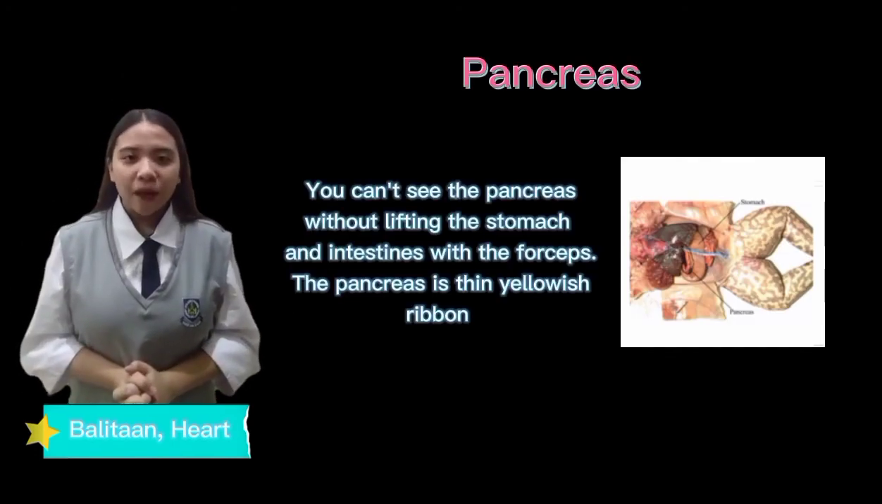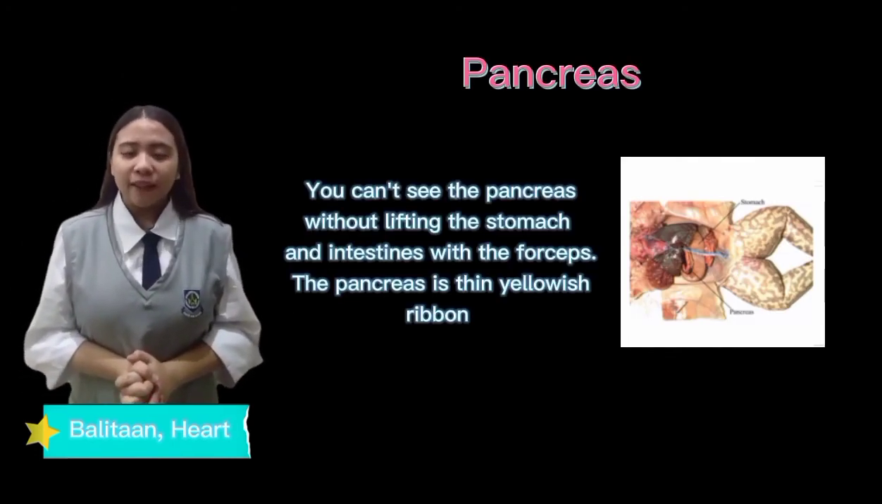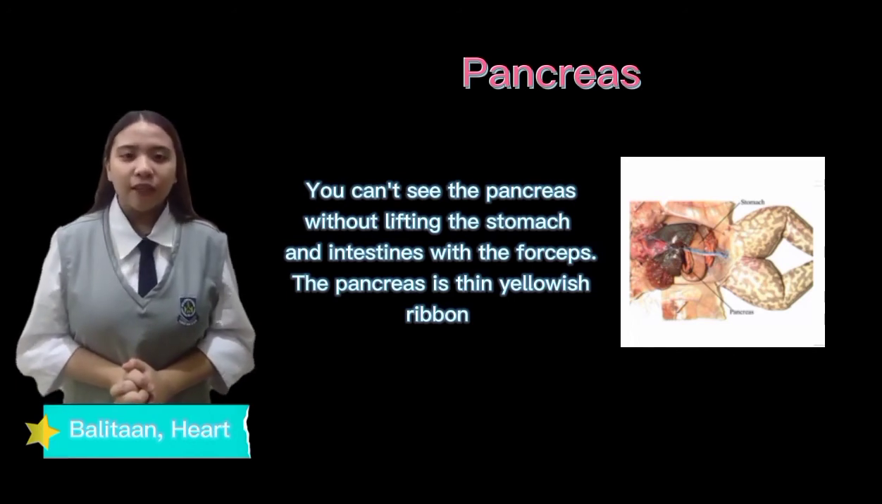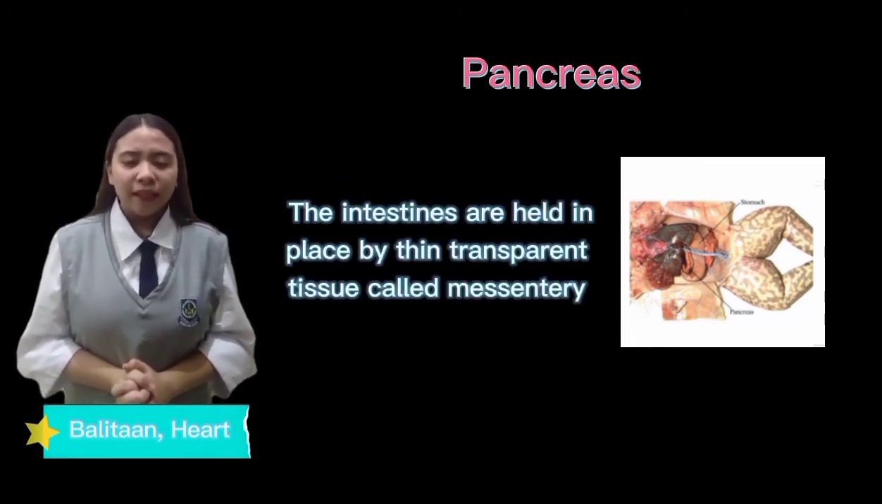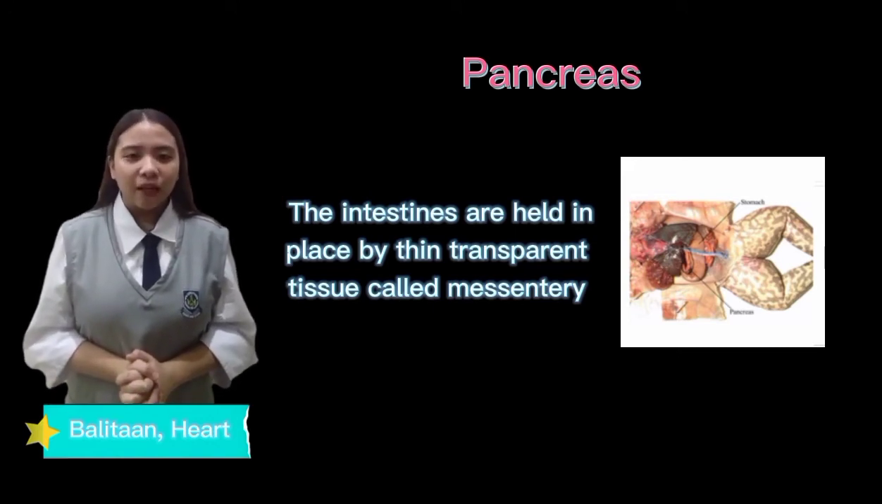Pancreas. You can see the pancreas without lifting the stomach and intestines with the forceps. The pancreas is a thin yellowish ribbon. The intestines are held in place by thin transparent tissue called the mesentery.